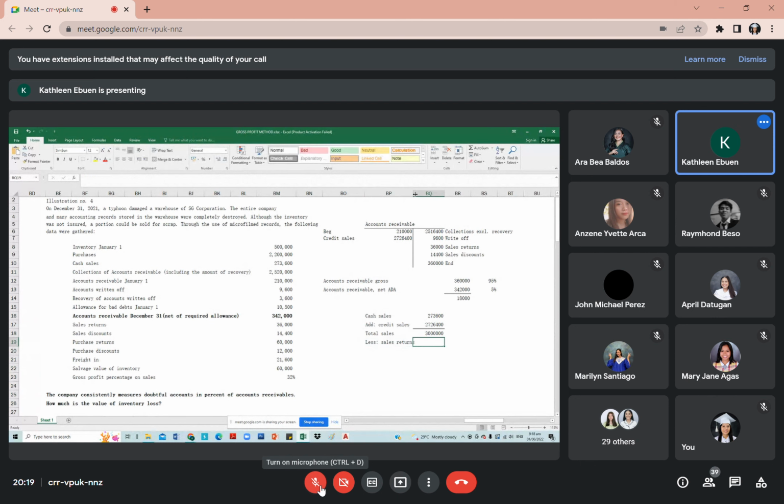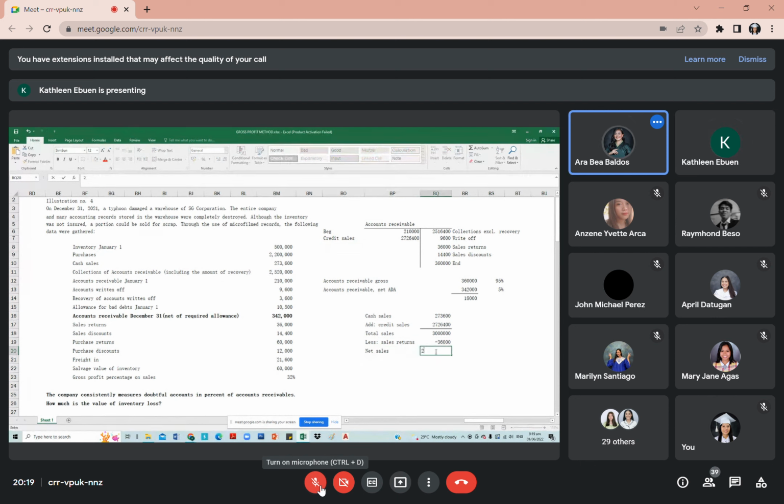Magkano si sales returns? 36,000 po. Okay, 36,000. Plus, no, ganito yung pagkuha natin ng credit sales. Hindi ko siya ginawang net credit sales dito. Kaya sinama ko dito si sales returns. Okay, less natin si sales returns. Magkano ang ating net sales? 2,964,000. So, pinahirapan tayo ng sales class.